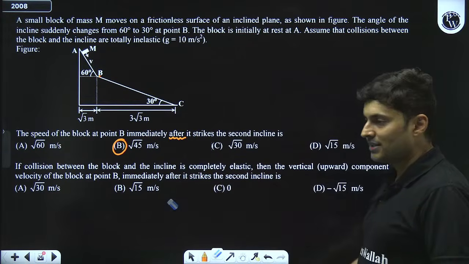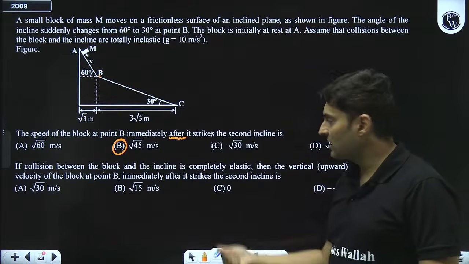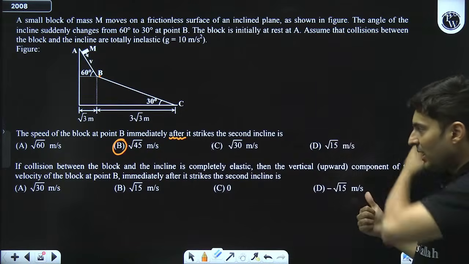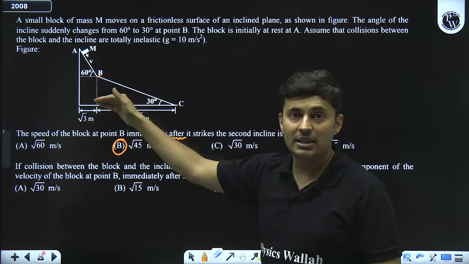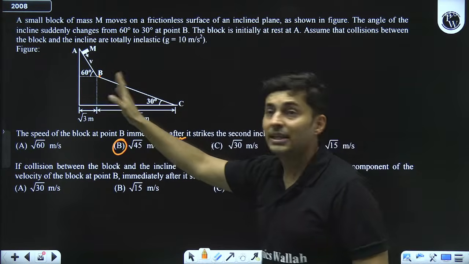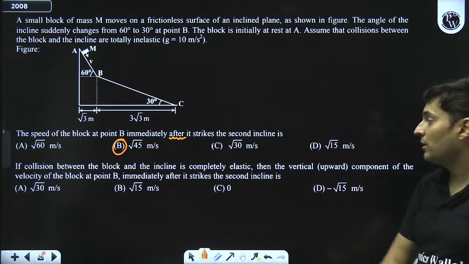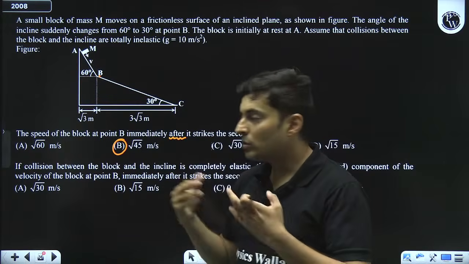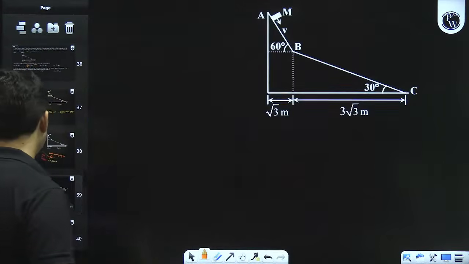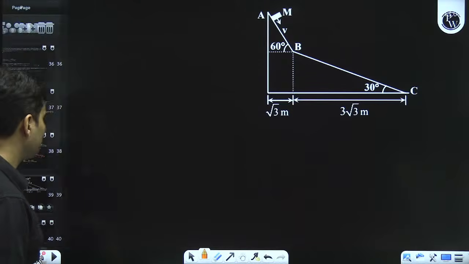Now let's think about the second question. The second question says that if it is a completely elastic collision, then what might be the component of the velocity in the vertical direction after the collision, after it strikes the second incline? So let's rethink our entire problem now.